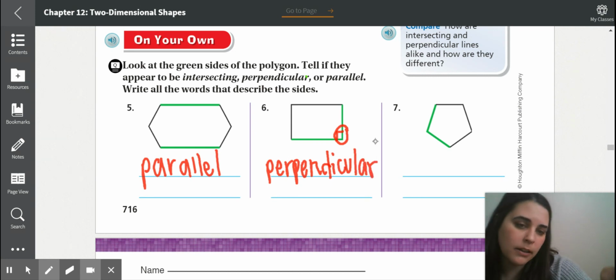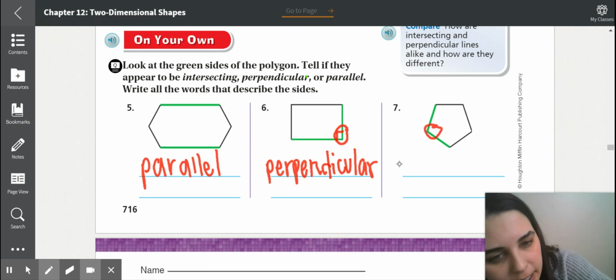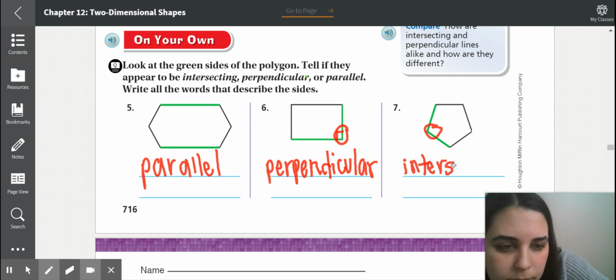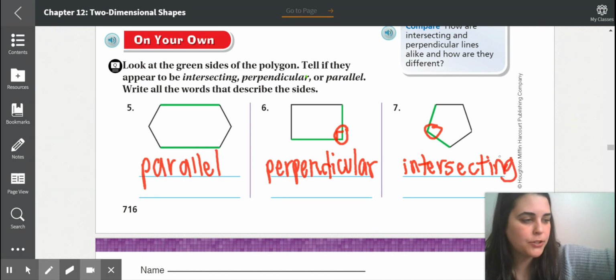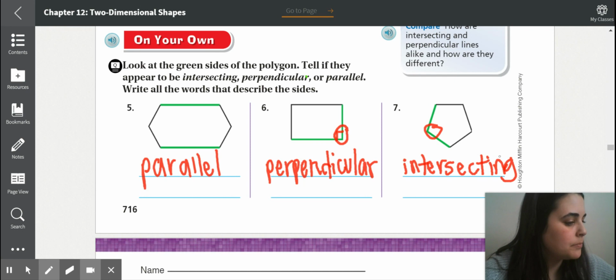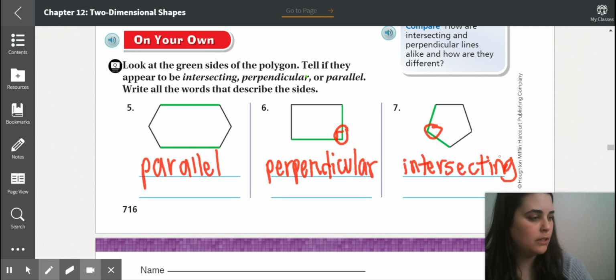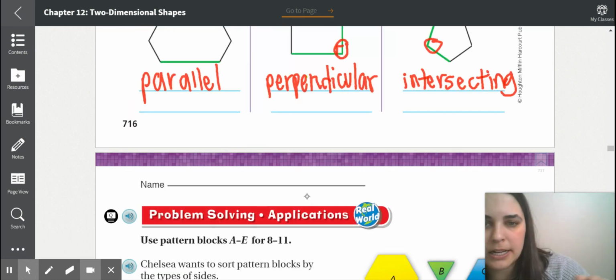Then number 7, they meet right here. They don't make a right angle, they are intersecting. All right, so if you need to change your answers, go ahead and do so. And we're going to keep going. Okay, on to the next page.